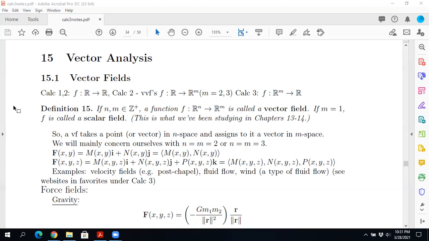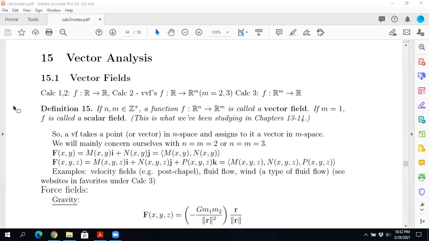So again, to give us some idea of what's happening, we take the three-dimensional input, x, y, z, and use that as the anchor point for a vector that is determined by the three-dimensional output, M of x, y, z, N of x, y, z, P of x, y, z.